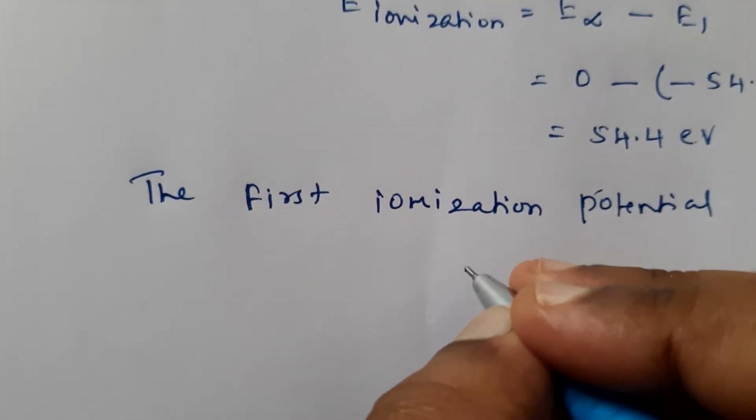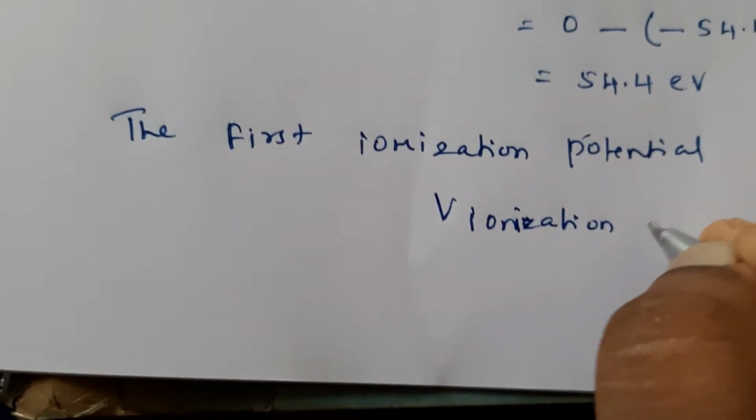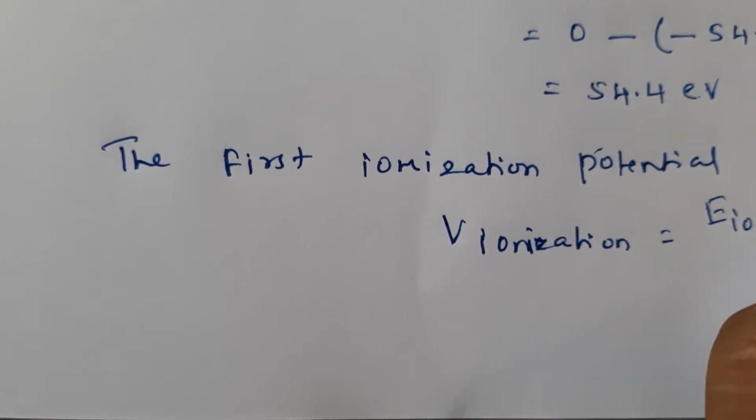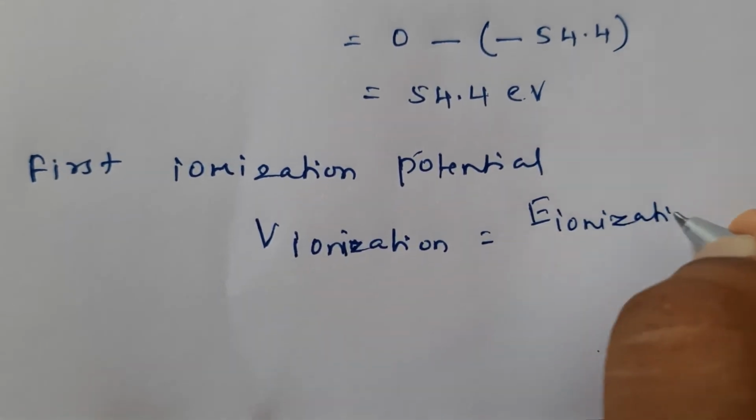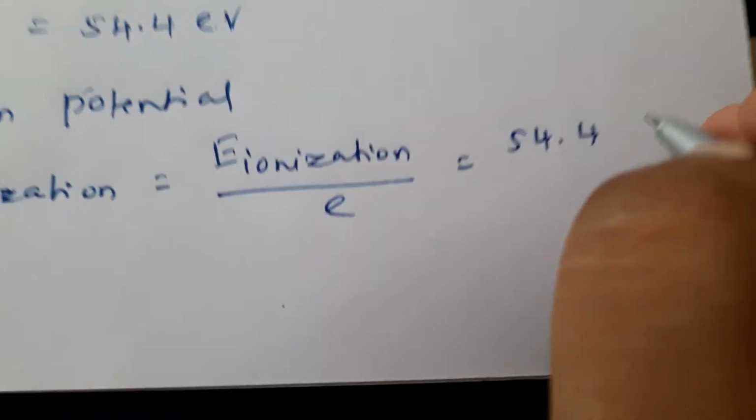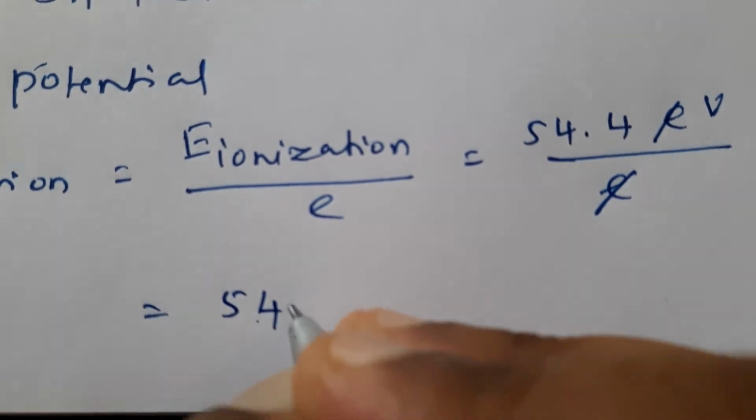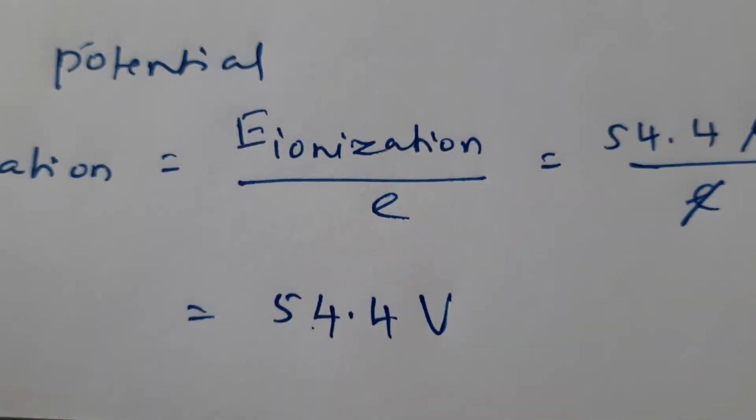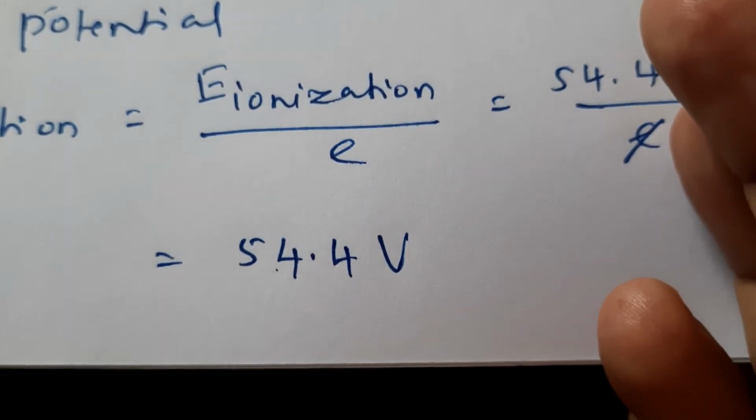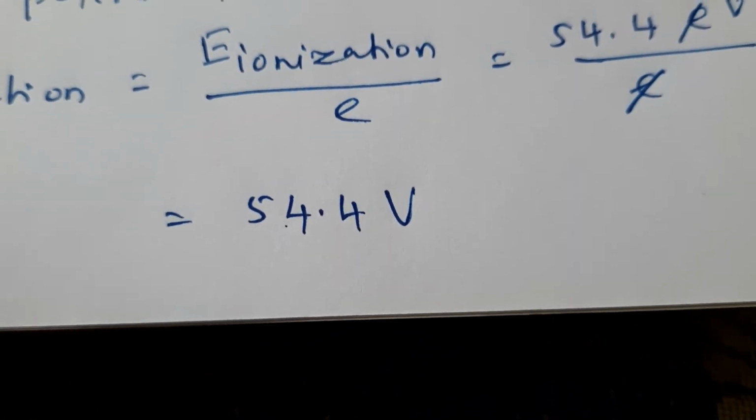Now we have to go for finding the first ionization potential. So how to find out the first ionization potential? V ionization is equal to E ionization by small e. So that is 54.4 electron volt by e. So this and this will get cancelled, and you will be getting 54.4 volt. So we have calculated the first ionization energy, first ionization potential, first excitation energy and the first excitation potential.